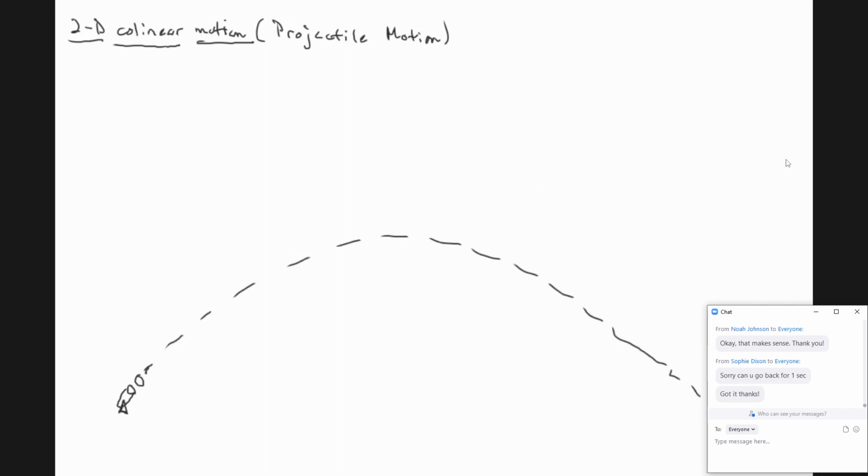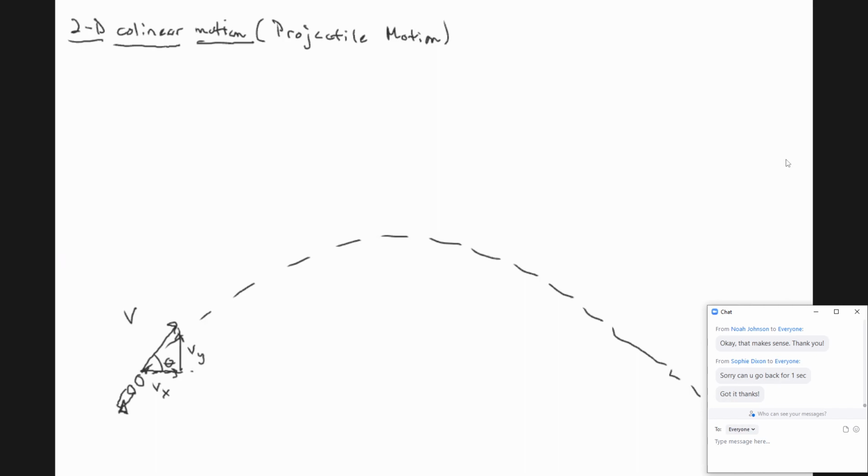Assuming the height of the cannon is negligible, we start with some velocity that makes an angle theta to the horizontal. We know that we can break that velocity vector into an x component and a y component respectively.